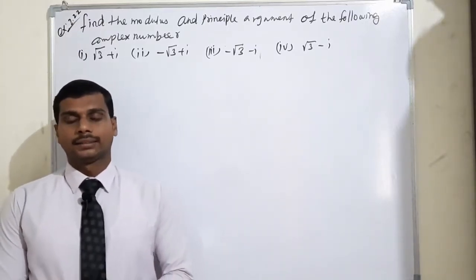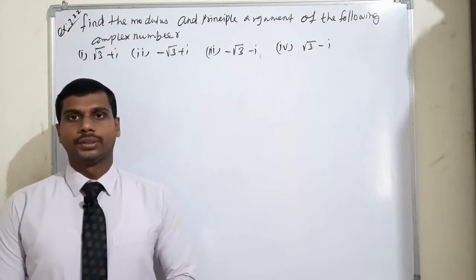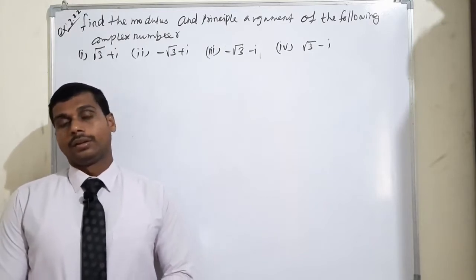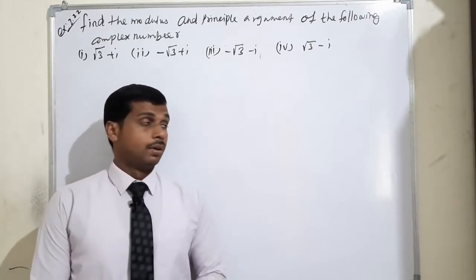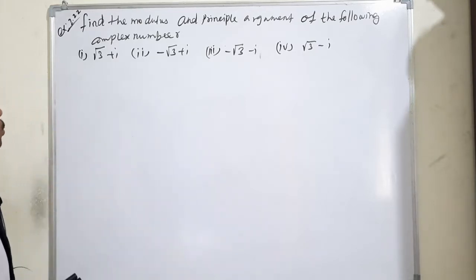Welcome to Max class. In this conversation, we are going to discuss the polar form and exercise 2.7, with some related examples also. So, moving to the first example, 2.22. What is the question? Find the modulus and the principal argument of the following complex number. So we have to find two things: one is the modulus, the second is the principal argument.